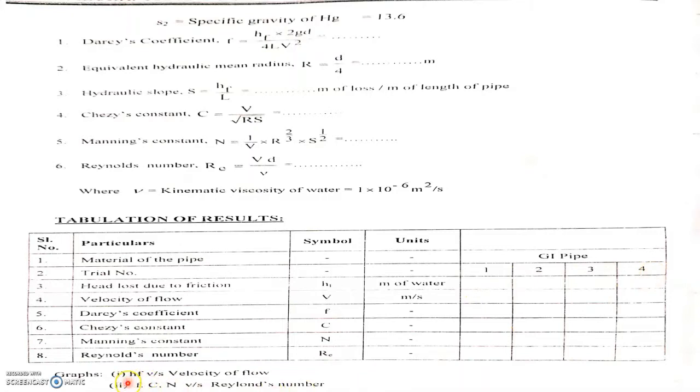Then you will plot a graph of HF versus the velocity, and with respect to the Reynolds number or Chezy's constant or Manning's number. Regarding that you are going to plot a graph. Next, you are going to see the calculation part.